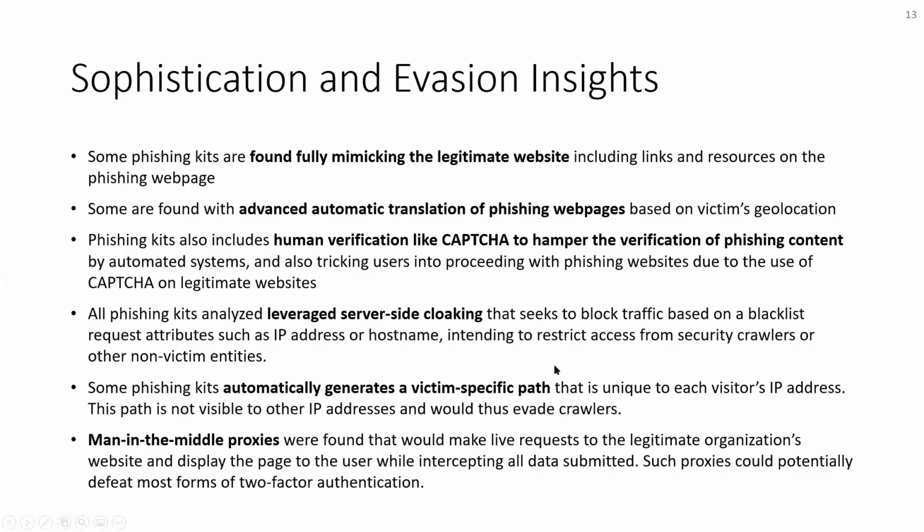I have the slides. So yeah, some phishing kits automatically generate a victim-specific path. This is to evade crawlers, and also man-in-the-middle proxies were found. Such proxies could potentially defeat most forms of 2FA. And by the way, I'm going to check the last points. It's called man-in-the-middle proxies, which just means to interact with the legitimate organization's website.